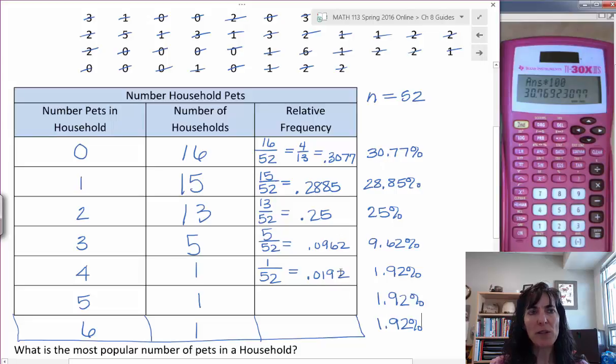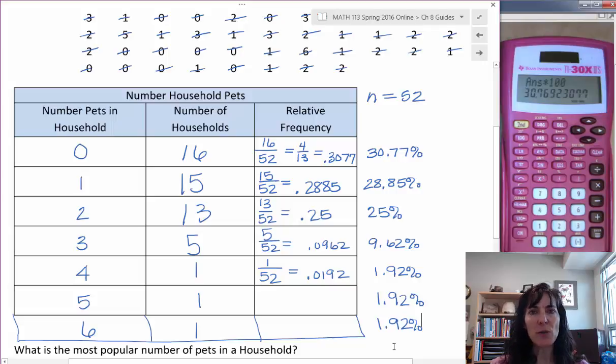And you can see my results here. Notice I only calculated the 1 divided by 52 one time. It's not going to change when I do it again for rows 5 and 6, so I only had to calculate it one time and then just write it down 3 different times.